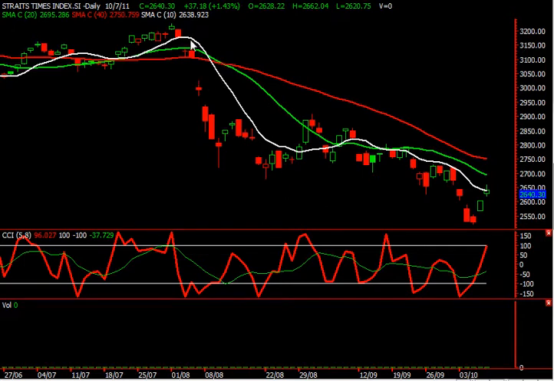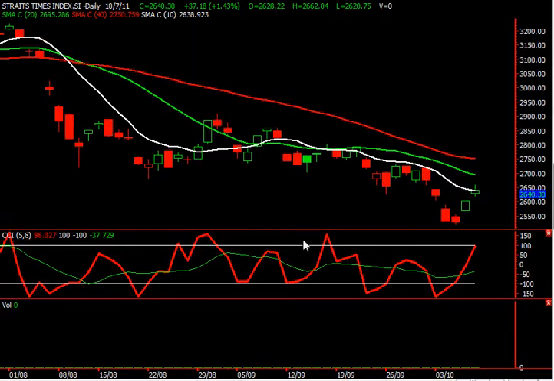Firstly, we are looking at the STI index. I have plotted the 10, 20 and 40 moving average on a daily chart, and we can see from the 20 and 40 moving average that the price has been dropping and the trend has also been dropping. Okay. Next, we want to zoom in to this price over here.